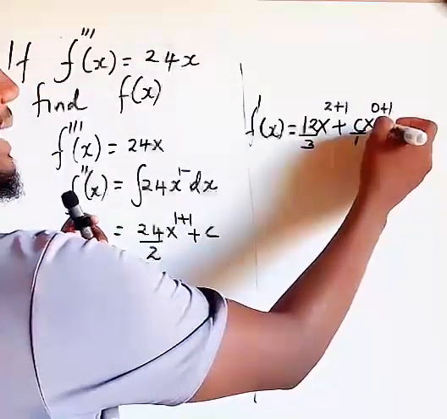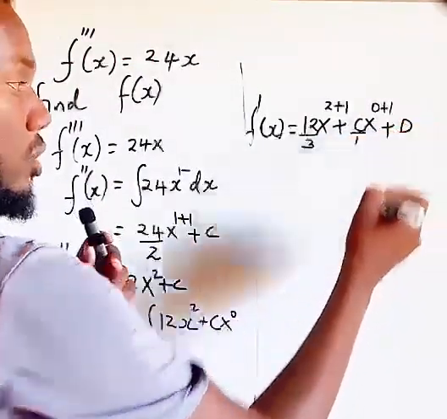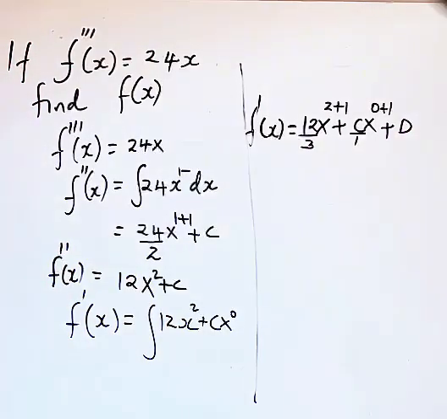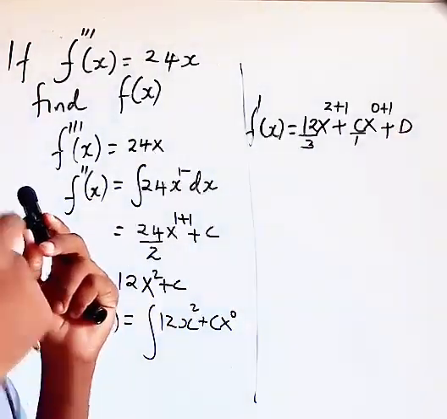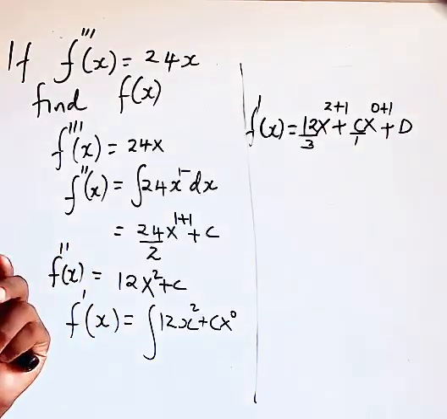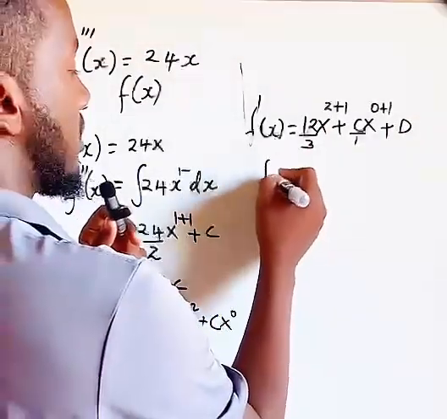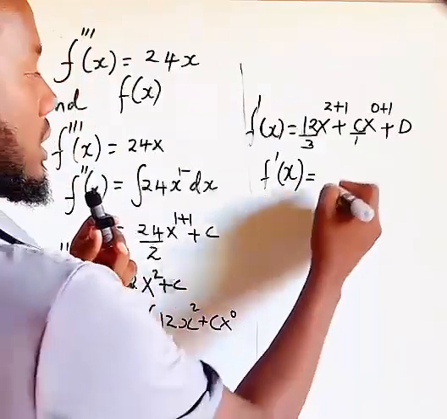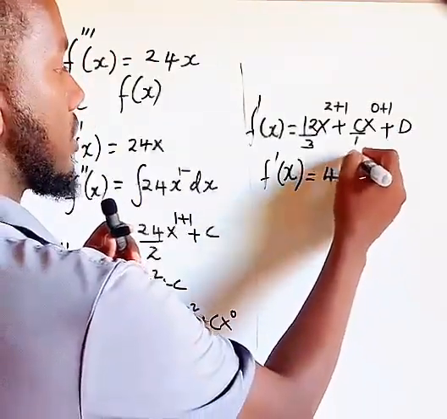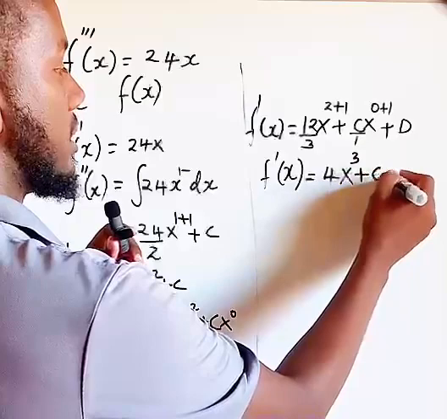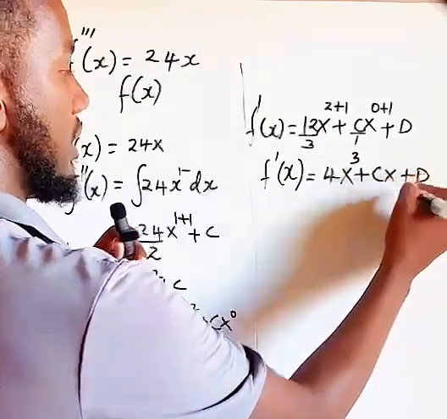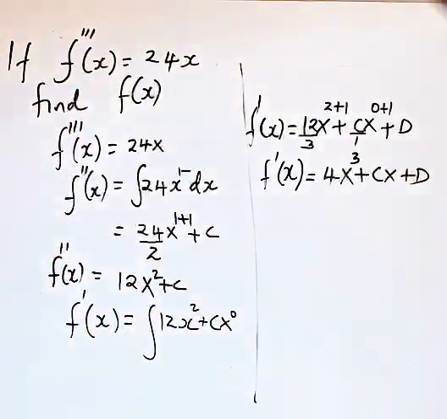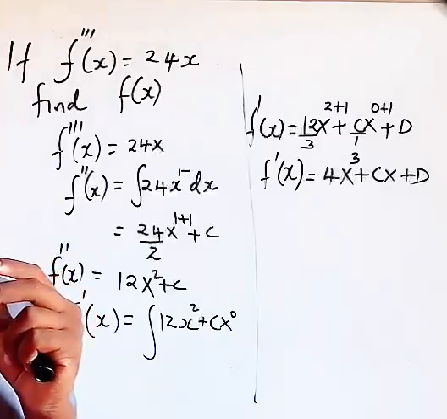And then we add again another constant. Let's call this one d now, the constant of integration. It was a number that disappeared when we were differentiating this function. So simplifying this, we shall have f prime of x is the same as 4x cubed plus cx plus d. Now that is the first derivative.